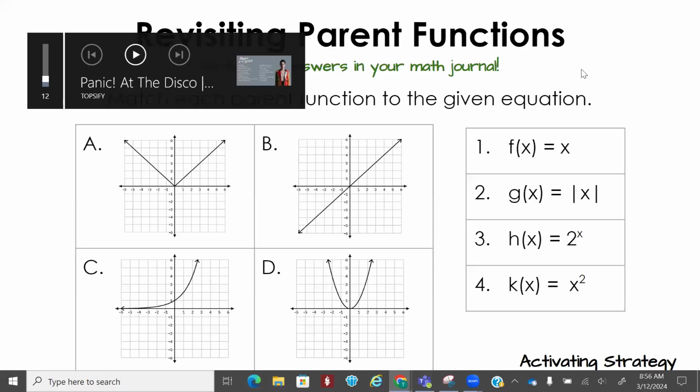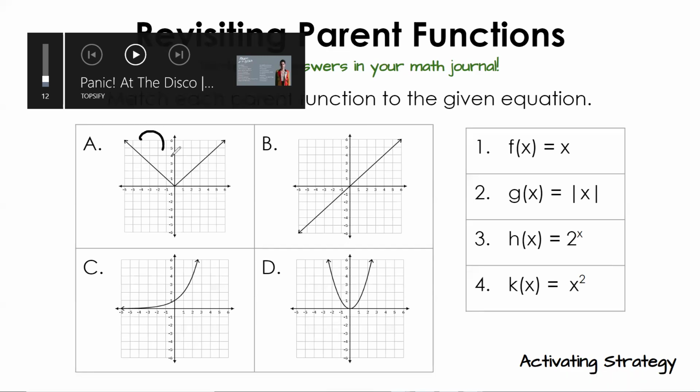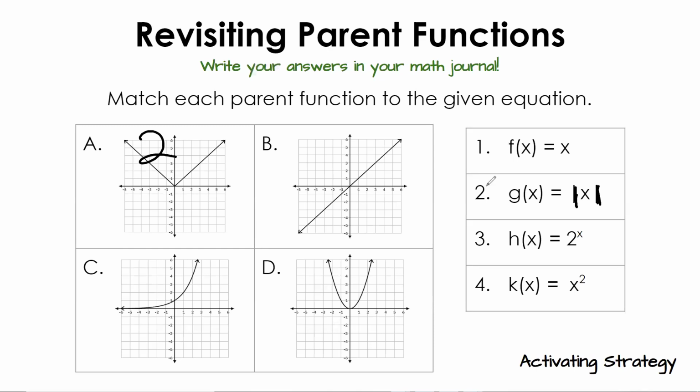So on here, you're matching these equations with these graphs. So for graph A, which one of these matches up? Okay, so that's an absolute value. And that's what these absolute value bars are. Okay, what about B? Which one? 1, C, 3, and then D.